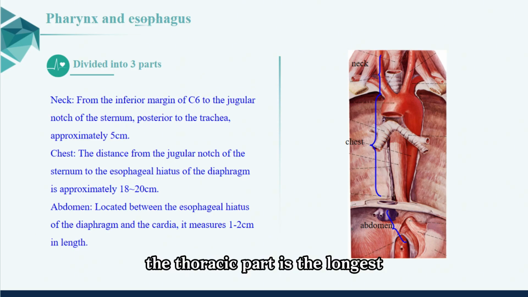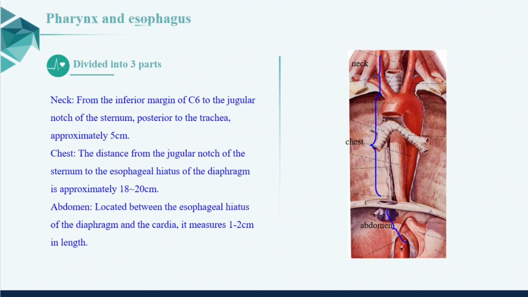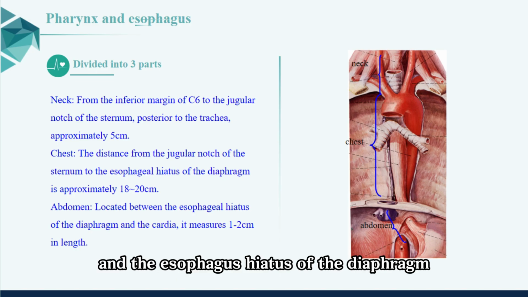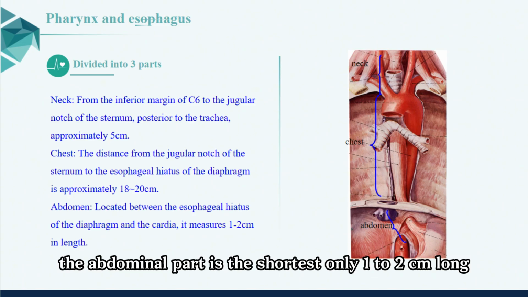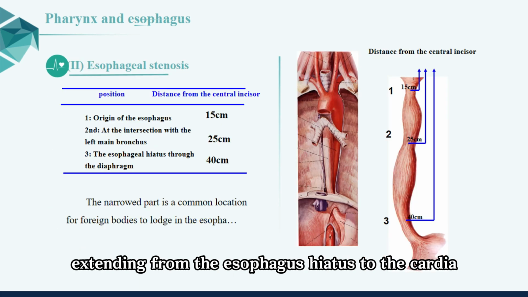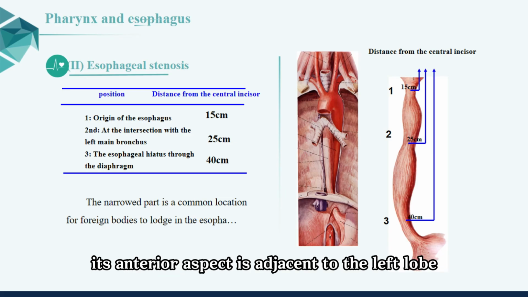The thoracic part is the longest, about 18 to 20 centimeters, located between the level of the jugular notch of the sternum and the esophageal hiatus of the diaphragm. The abdominal part is the shortest, only 1 to 2 centimeters long, extending from the esophageal hiatus to the cardia. Its anterior aspect is adjacent to the left lobe of the liver.